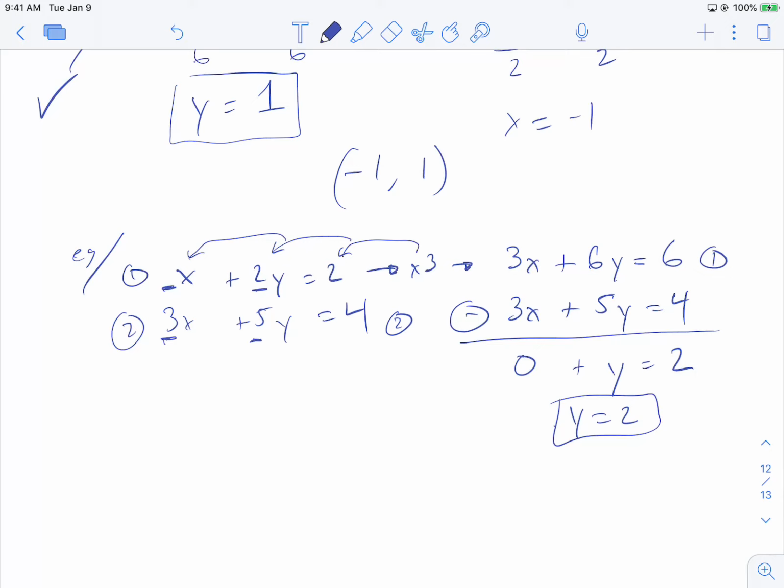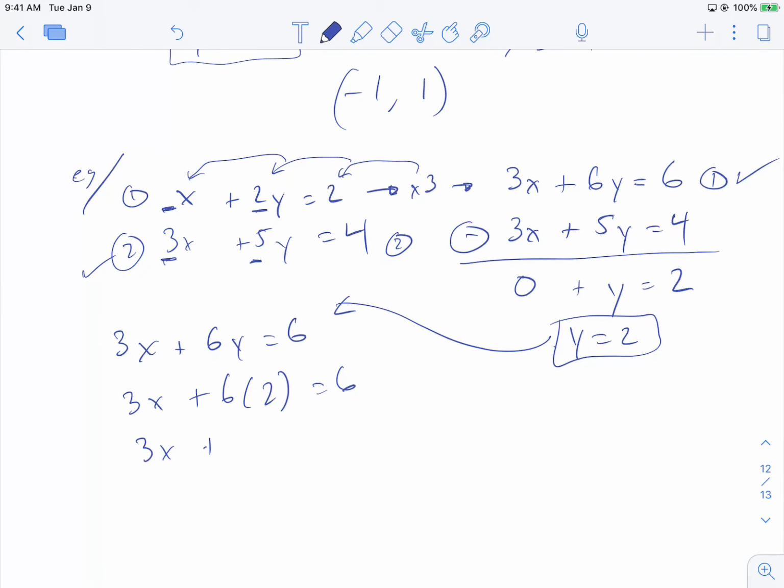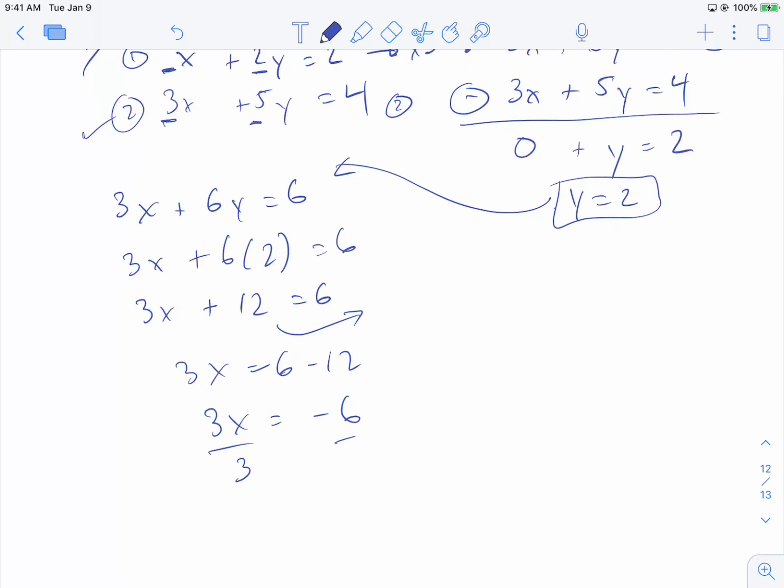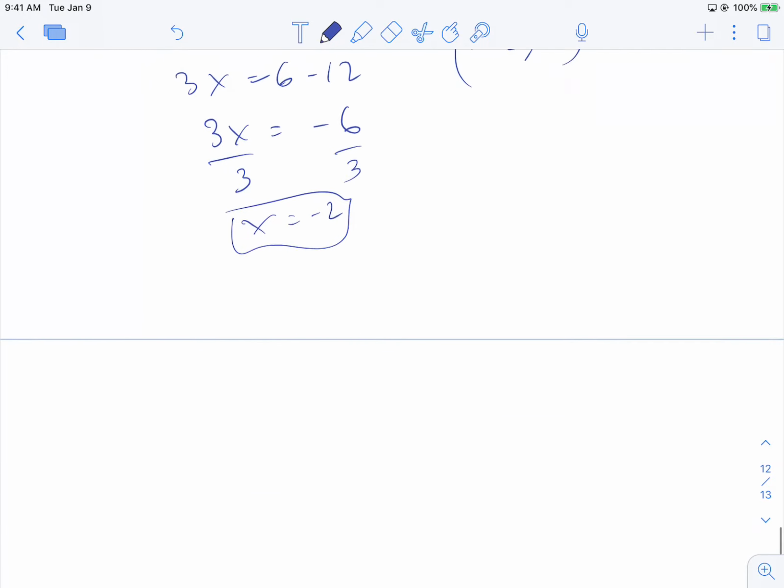Then I'm going to take it and I'm going to substitute it back into equation 1 or into equation 2, and it doesn't matter which one, so I'll just always pick equation 1. 3x plus 6y equals 6. Substitute this y back in. I get 3x plus 6 times 2 equals 6, and I get 3x plus 12 equals 6. Bring that 12 over. 3x equals 6 minus 12. 3x equals negative 6. Divide by 3, I get x equals negative 2. So when all is said and done, I got negative 2 and 2.